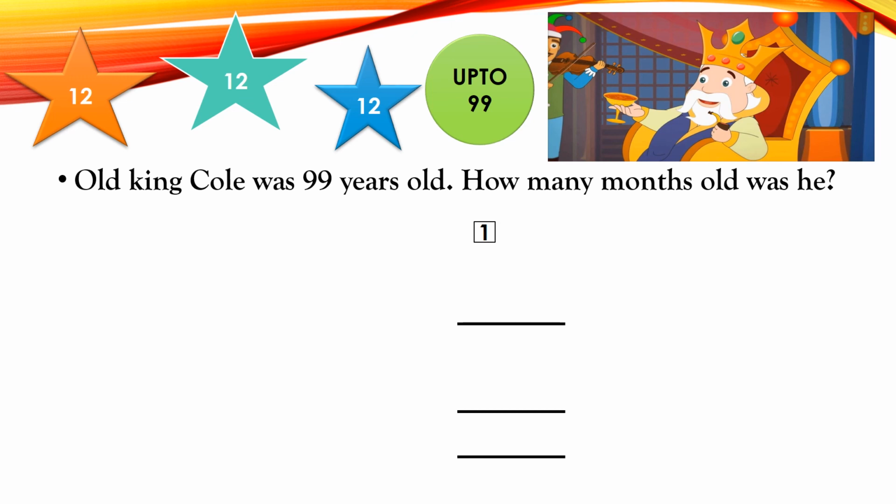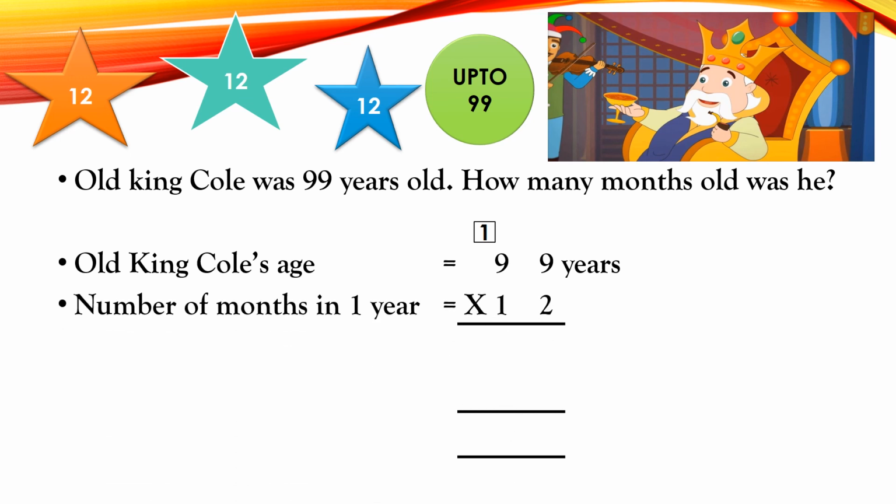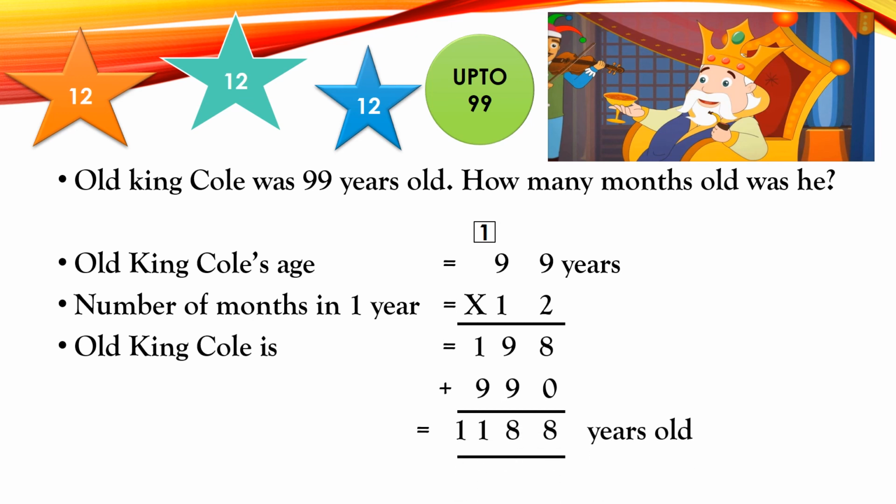So let's see how to frame the first statement. We write it as old King Cole's age is equal to 99 years. The number of months in 1 year, which we know but it's not being given here, which is equal to 12. And the statement for the answer, old King Cole is equal to whatever answer you get, followed by months old. So let's multiply 99 into 12 by a two-step multiplication, and the answer you get is 1188 months old.